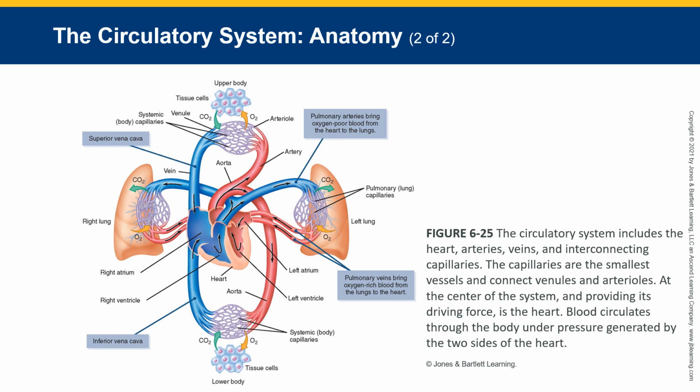This is what the circulatory system looks like in a human being. You can see that the blue is deoxygenated blood that's going through the body, or coming back to the heart, and then getting pumped to the lungs. And the red is oxygenated blood that's coming from the lungs and then getting pumped to the body.